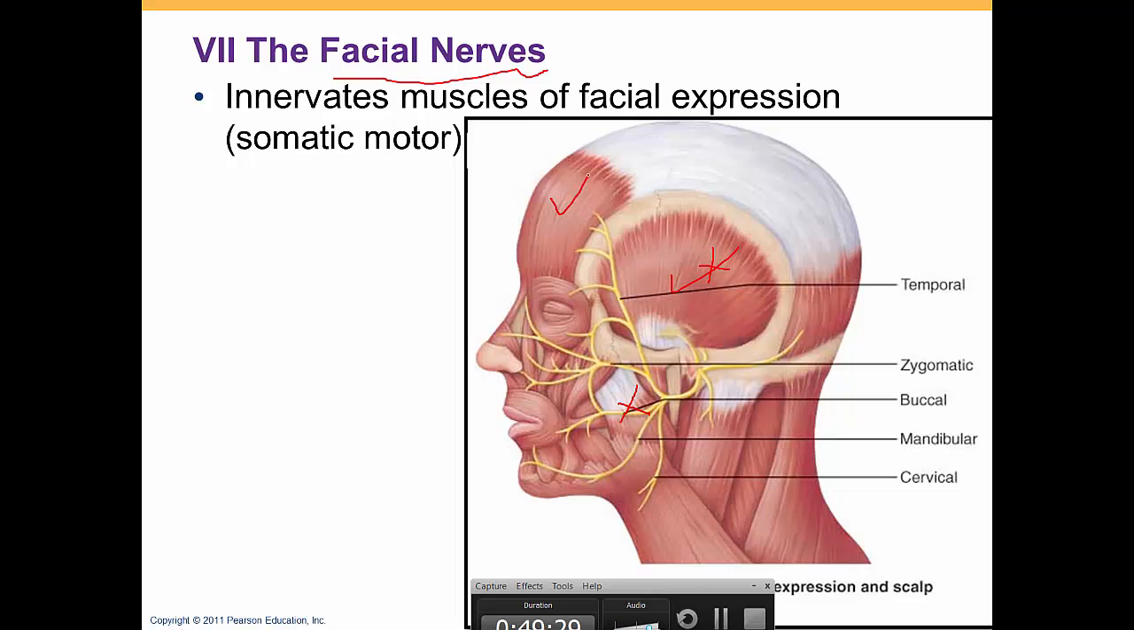Other than this, frontalis, yes. The orbicularis oculi, orbicularis oris, the levator palpebrae superioris, the mentalis, all these muscles of facial expression are supplied by the facial nerve.